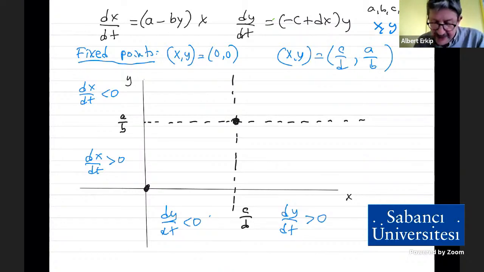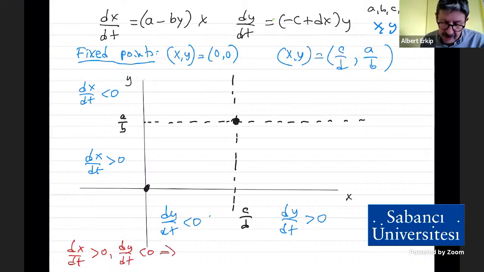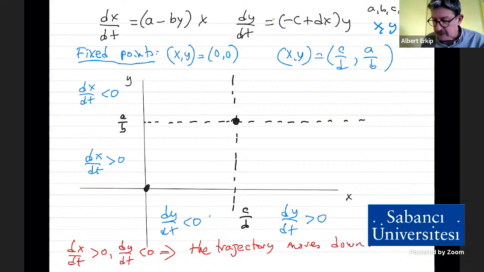In this region, x is increasing. So in this first region, dx/dt is positive, dy/dt is negative. What does it tell me? It tells me that the trajectory moves down and to the right. Why? Because dy/dt is negative, so it goes down. But it moves to the right, so this should be the trajectory.